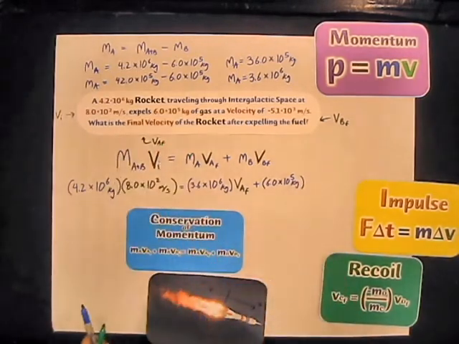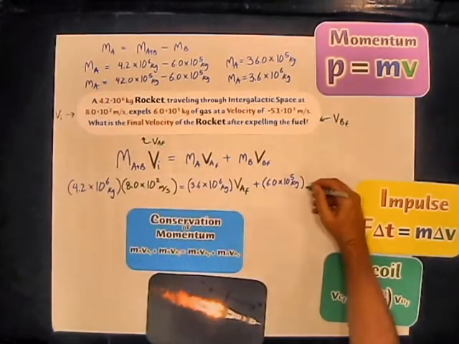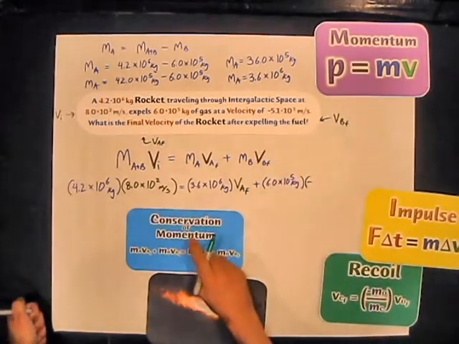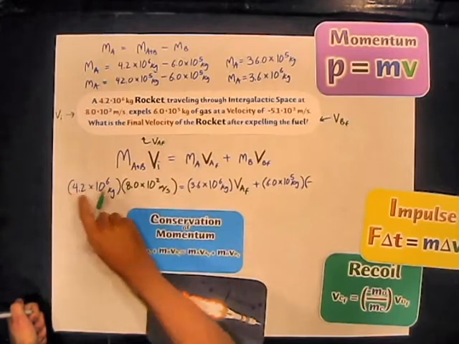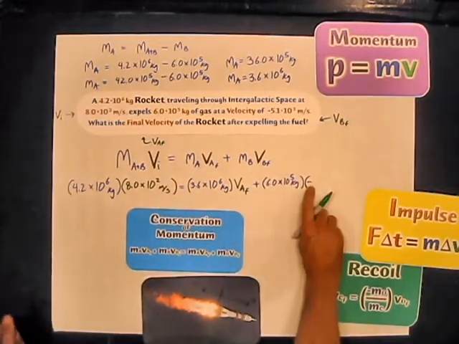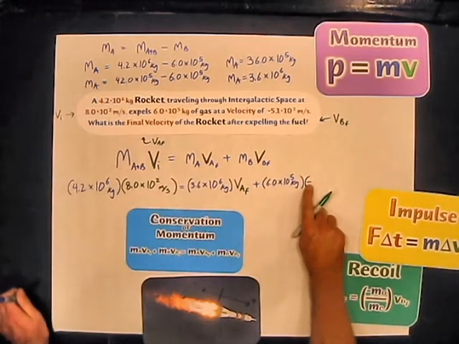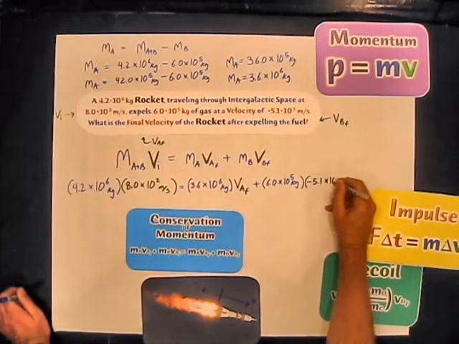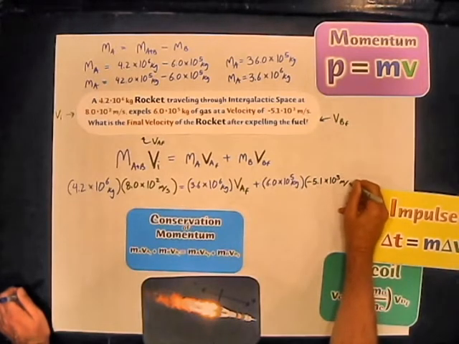And do we know the velocity of it? Yes, we do. And this is where it's important to make sure to get the negative sign. Now I could have put positive signs there, but even if you forget that, it's not the end of the world, but it is the end of the world if you don't put the negative sign. Negative 5.1 times 10 to the third meters per second.